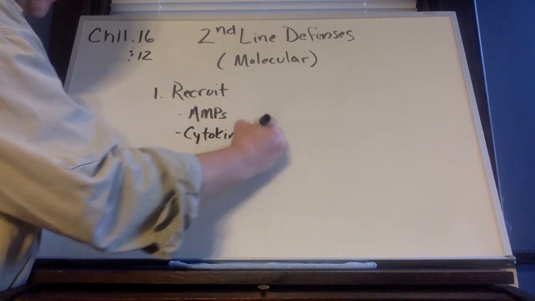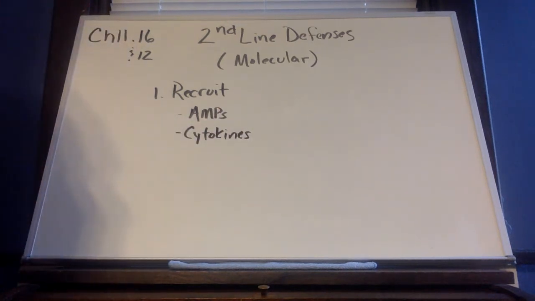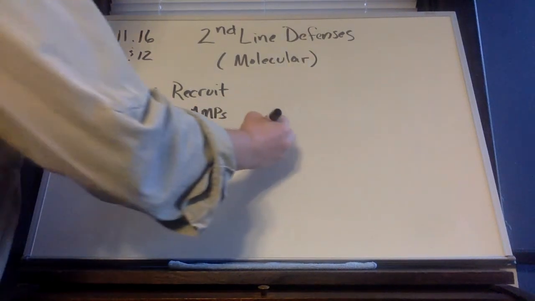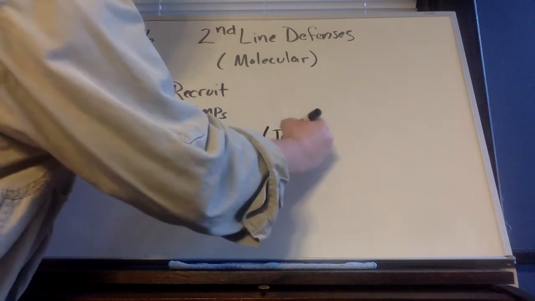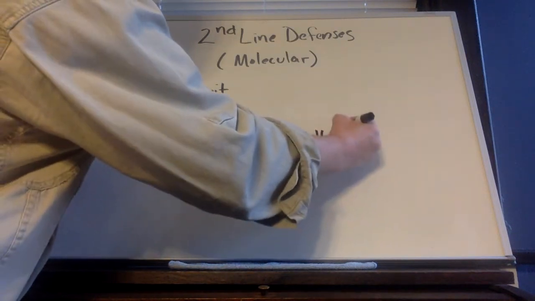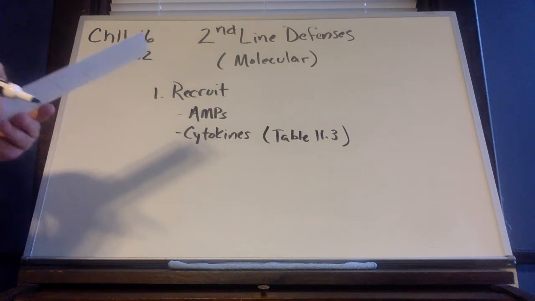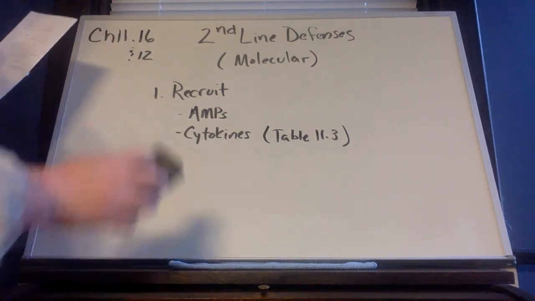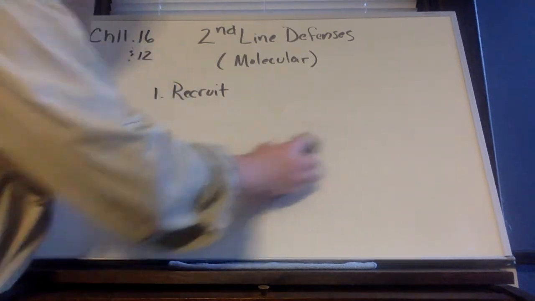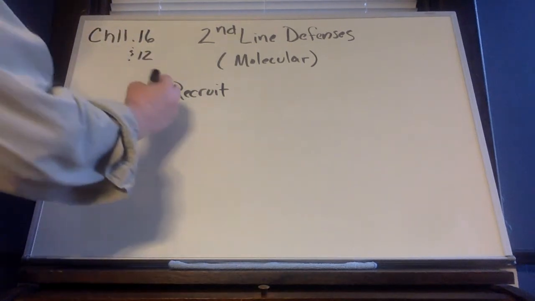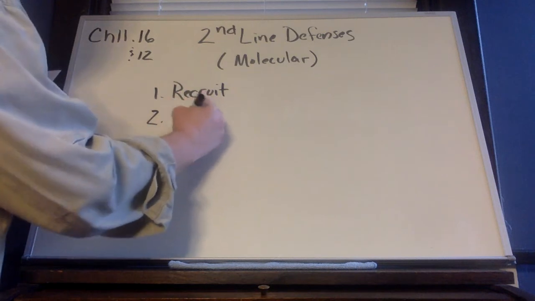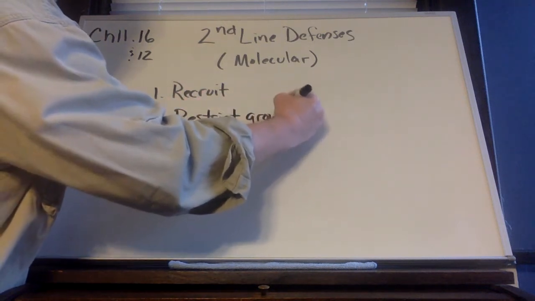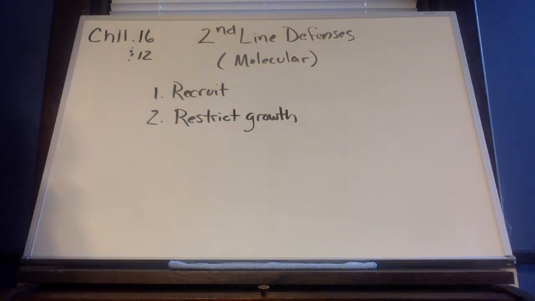a chemical called cytokines. We're going to find out that there are 4 different types of cytokines, and you can see these in table 11.3. In another video, I'll talk about these in particular. In addition to recruiting, another role is to restrict the growth of the pathogen.